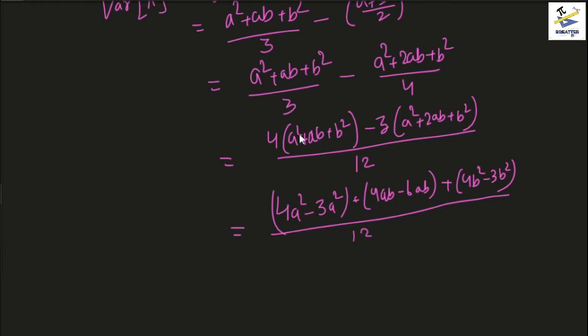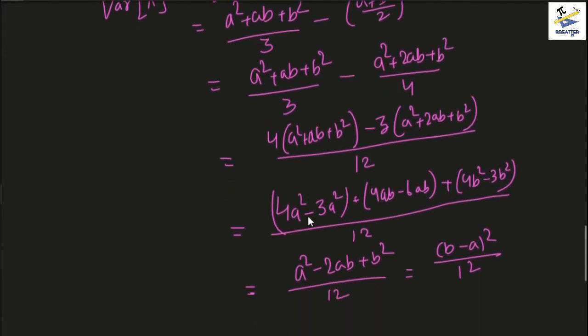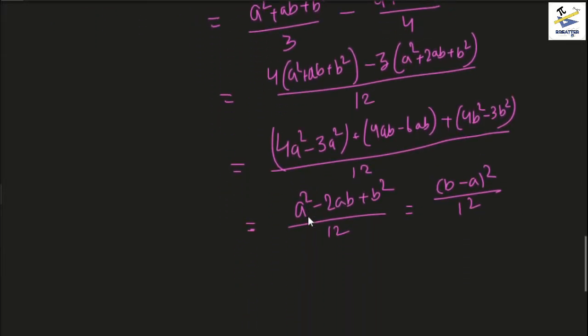So this becomes, when you do the LCM, 4a square plus 4ab plus 4b square minus 3a square minus 6ab minus 3b square. So we group the like terms together, and after simplification we find that this is equal to a square minus 2ab plus b square by 12, and the above is just the formula for a minus b whole square. But since we know that b is greater than a, we can rather write it as b minus a whole square by 12, which is the variance for the uniform distribution, where X follows uniform distribution in A comma B.